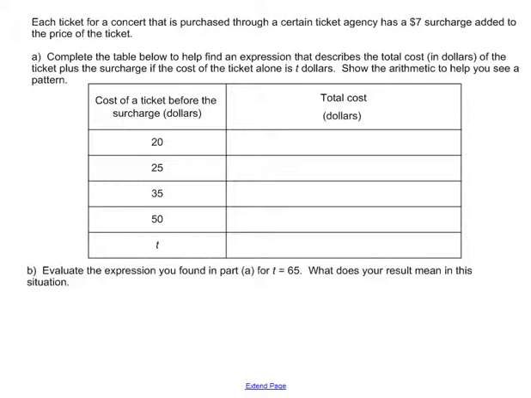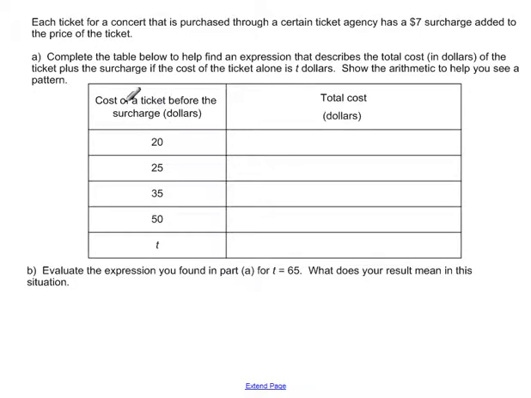So let's, again, think about this situation before you start thinking too much about the math. In this situation, we're going to buy a ticket to a concert, but if you've ever purchased tickets to a concert through an online agency or something like that, there's usually some kind of an additional charge beyond just the price of the ticket. So let's start working on filling out our table here.